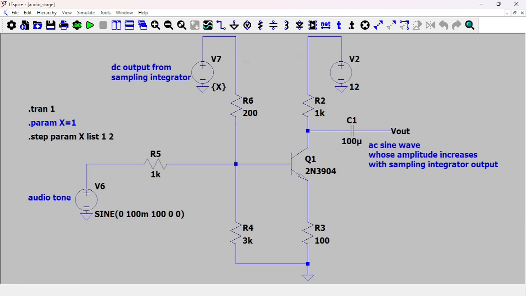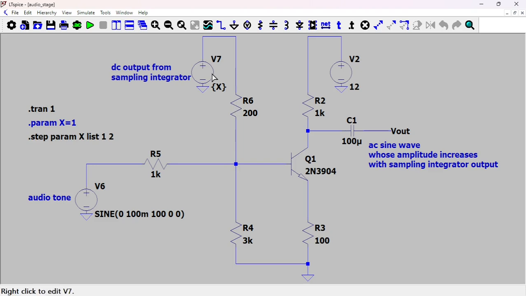Usually when you have a common emitter configuration with a voltage divider bias, this resistor would be connected here. So it's slightly different. Other than that, it's the same. You still have your emitter resistor here and your collector resistor. The output is right here on the collector. So it's very similar to a classic common emitter configuration, except here.